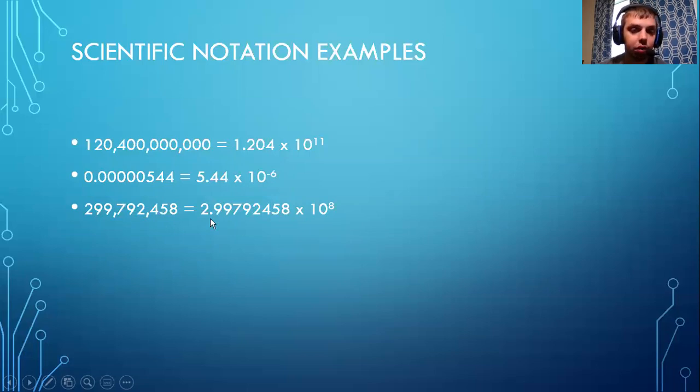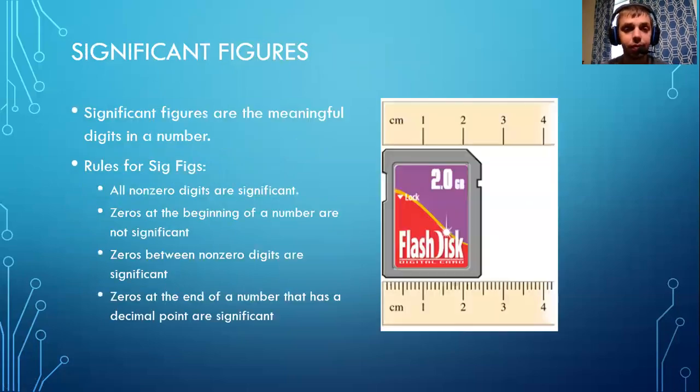And this number here is significant because it is the speed of light. So that's how many meters per second light travels in a vacuum.